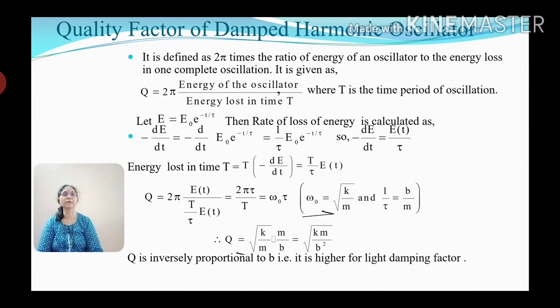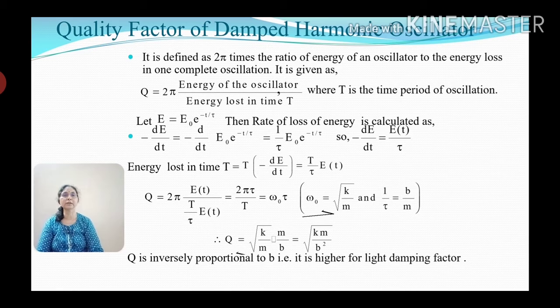So, we replace it. Now the energy lost in one time period is equal to T multiplied by minus dE by dt, which is equal to capital T divided by small tau times E of t. Therefore, Q is equal to 2 pi E of t divided by (T by tau) times E of t. E of t in the numerator cancels with E of t in the denominator, and in the denominator we have T by tau, so tau comes in the numerator. Therefore, Q is equal to 2 pi tau divided by T. Now, 2 pi by T is nothing but the angular frequency of the oscillator, that is omega 0.